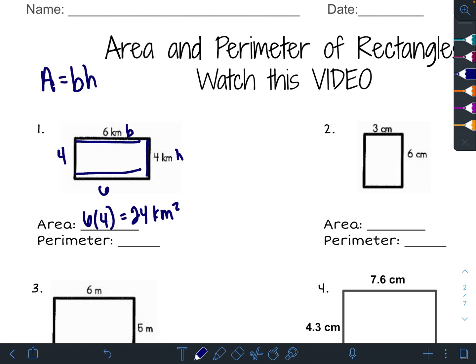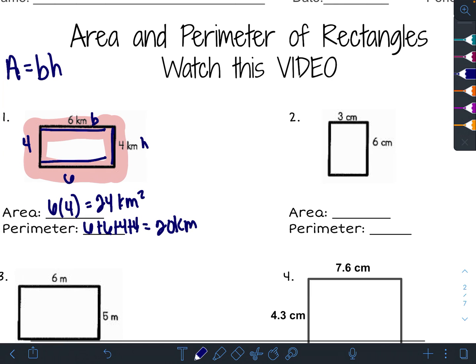So to find my perimeter, remember perimeter is the distance all the way around my rectangle. So I would just add up all the sides. So 6 plus 6 plus 4 plus 4, which gives me a perimeter of 20 kilometers. So again, on this next one, for my area I would have 3 times 6, my base and my height. So I'm going to have 18 centimeters squared.